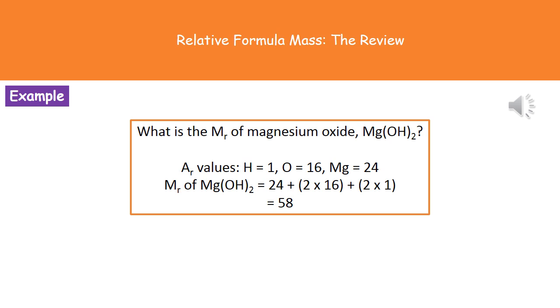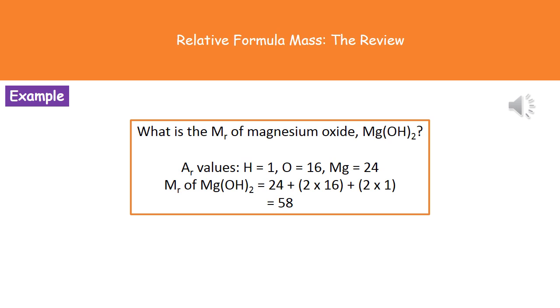Slightly more complicated in this example. Question that we're going to have here is what is the relative formula mass of our magnesium hydroxide, which has the formula Mg(OH)2. Now where we've got brackets, what that tells us is everything inside those brackets is times by the number just after it. So what we can see from that formula is we've got 1 magnesium, 2 oxygens and 2 hydrogens.